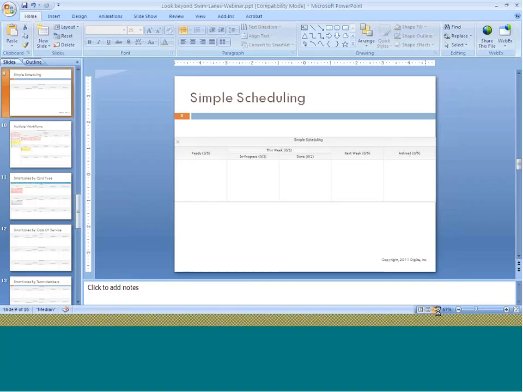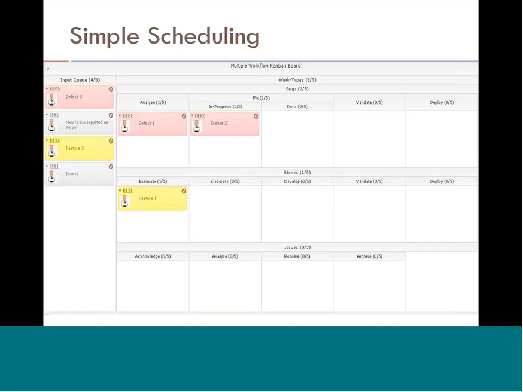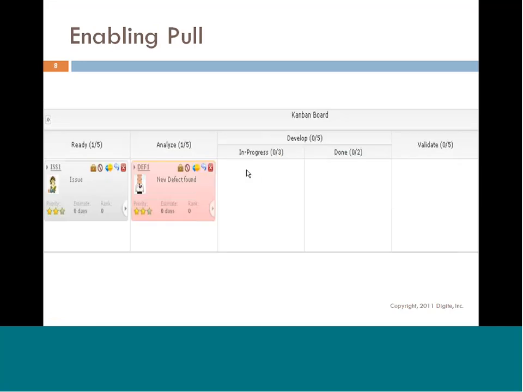Now let me go back. Now we're going to go to a little more complex pattern, which you would typically see, where you have multiple workflows. In a simple scheduling example, all you're seeing there is a simple workflow. There is only a single workflow or single value stream through which all the types of cards may go.